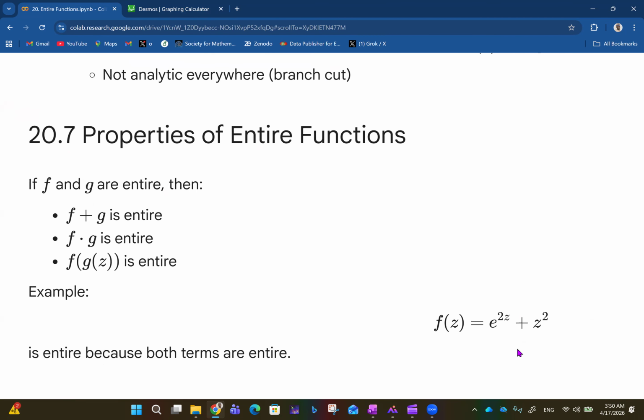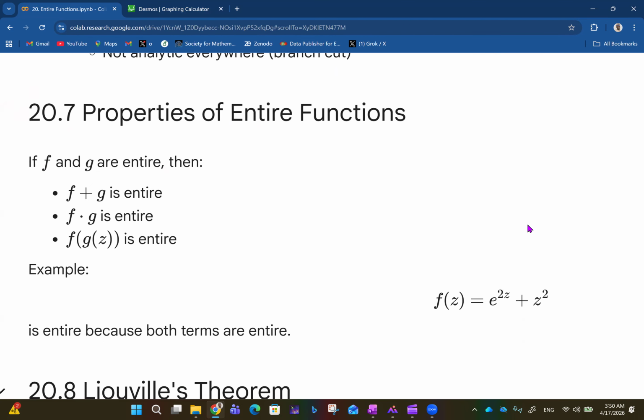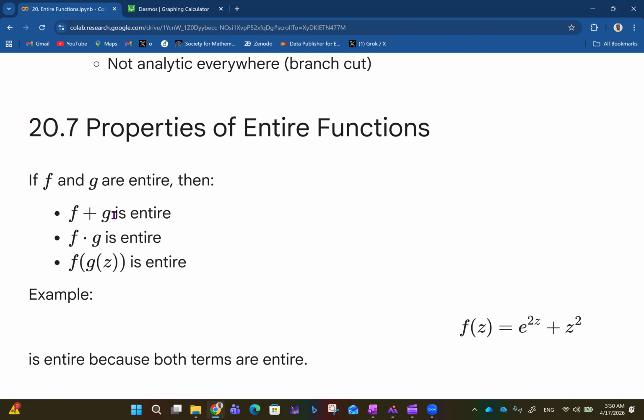Okay, so let's talk about properties of entire functions. If f and g are entire, then f plus g is entire. That means the sum of two entire functions is entire. Then f times g is entire. That means the product of two entire functions is entire. And f of g of z is entire. That means the composition of two entire functions is also entire.